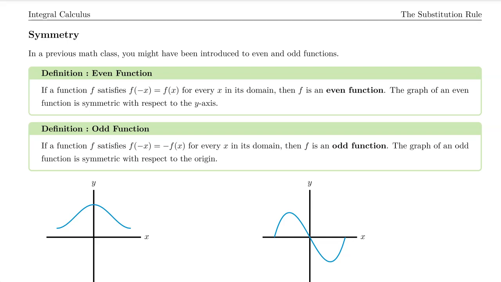So if a function f satisfies the property that f of negative x is equal to f of positive x for every x in its domain, then we say that f is an even function. The graph of an even function is symmetric with respect to the y-axis. So down below, on the left, we have an example of a function that's graphed that is even. And we know that it's even because if I folded this down the line of where the y-axis is, and I fold it over, it has the same image.